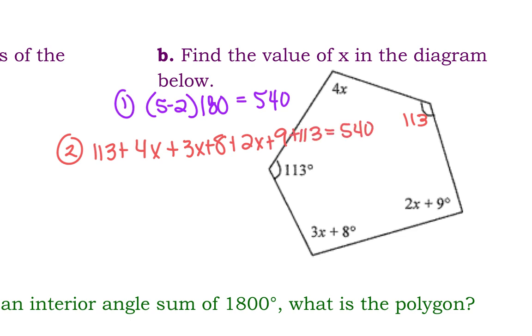All right, combining like terms. What did y'all get for the whole numbers here? What would be 113, 113, 8, and 9? 233? What about the x's? 43. Wait, 243. There we go. What about the x's? 9.